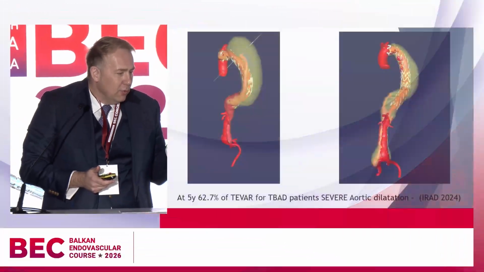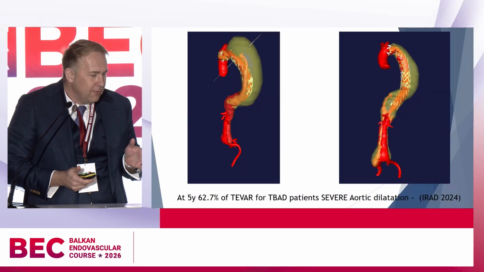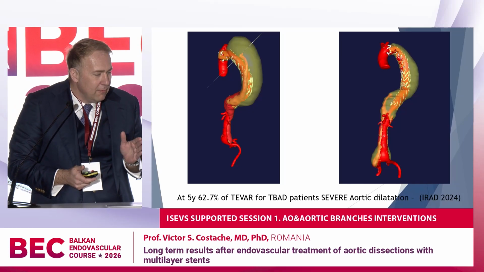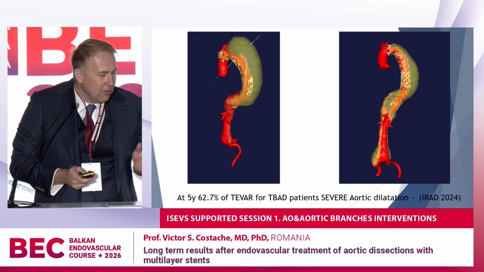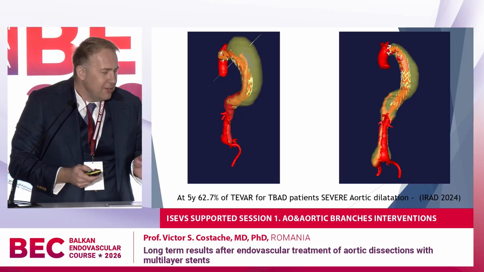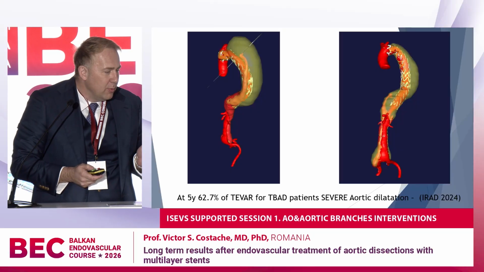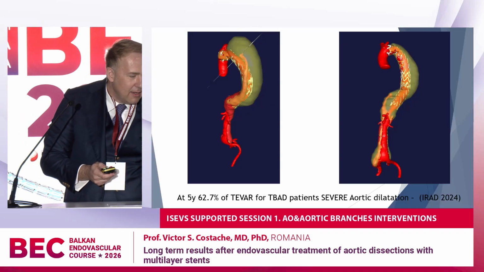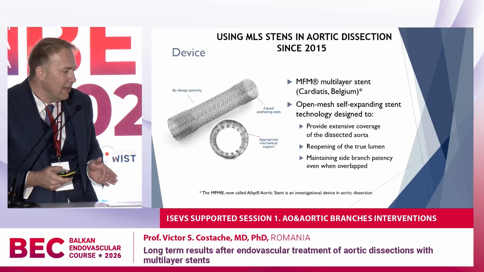So if you do proximal stenting with stent graft only and short stenting, this will never work when you treat aortic dissection, because 62% of patients will develop thoracoabdominal aneurysm at 5 years, and that's not me saying, it's the IRAD, the International Registry of Aortic Dissection.